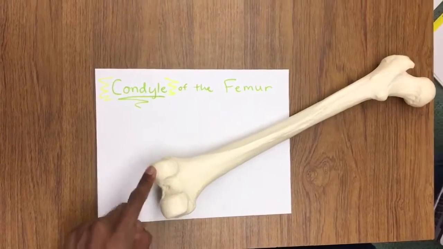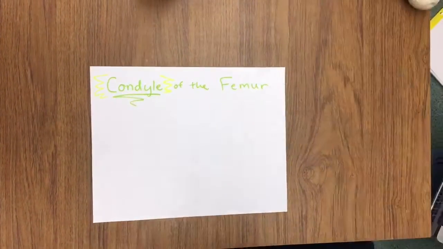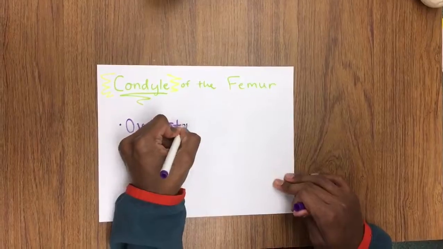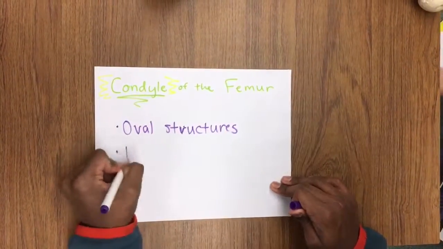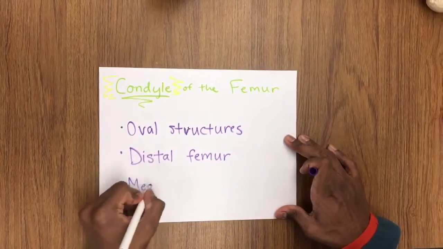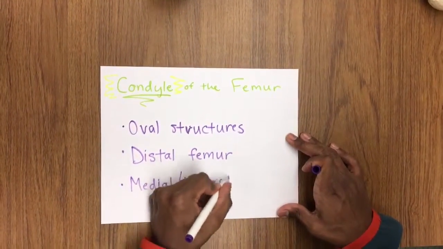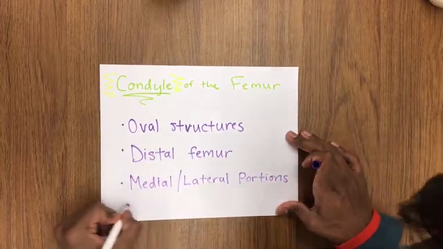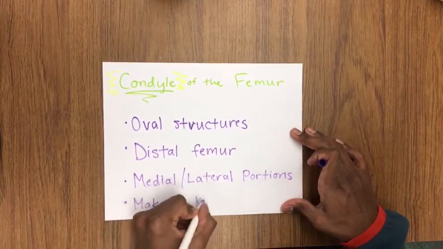And finally, the condyle of the femur is another example of an articulating surface. This is made of smooth oval structures at the distal end of the femur. In fact, it is divided into 2 structures, a medial condyle and a lateral condyle. Both of these articulate with the tibia and patella to form the knee joint.